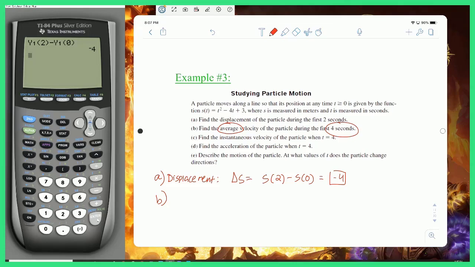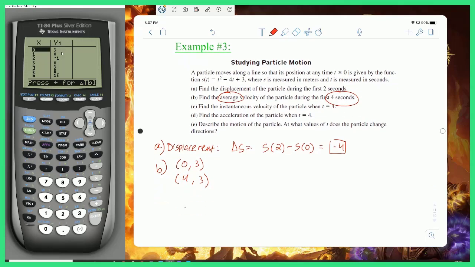So the values we need are 0, comma, what, and 4, comma, what. So if I go to my table, just to make this quicker, it's 0, comma, 3, and 4, comma, 3 as well. So the average velocity is equal to y2 minus y1 over x2 minus x1, which is 0. So 0. And let's actually get some units on these.